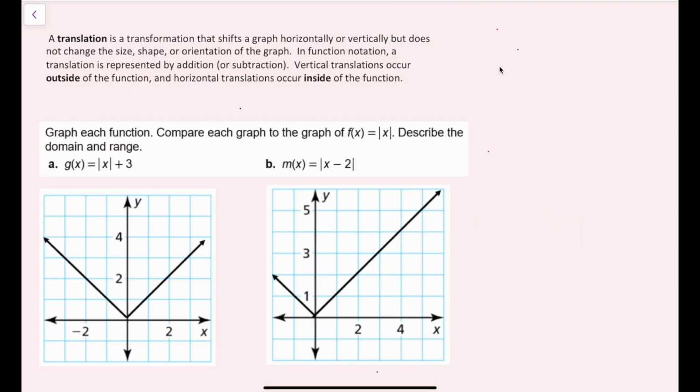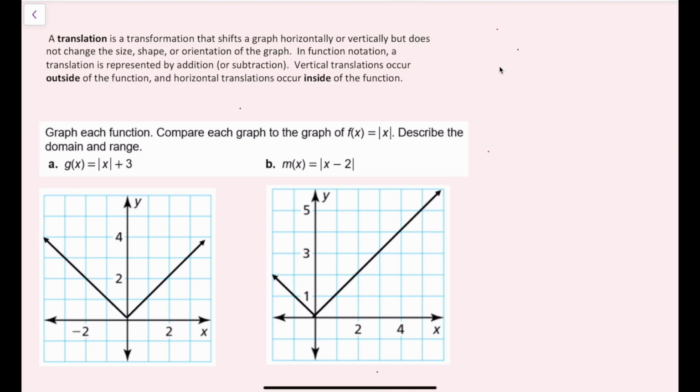A translation is a transformation that shifts a graph horizontally or vertically, but does not change the size, shape, or orientation of the graph. In function notation, a translation is represented by addition or subtraction. Remember, subtraction is just adding the opposite or adding the negative. Vertical translations occur outside of the function, and horizontal translations occur inside of the function.